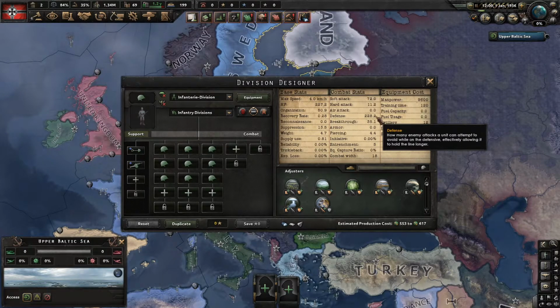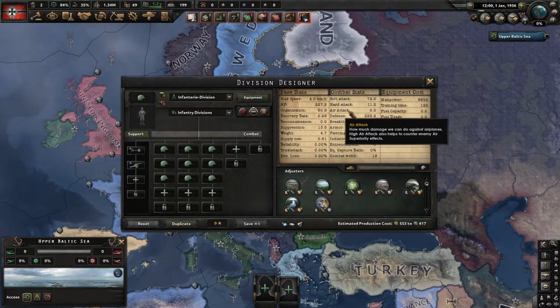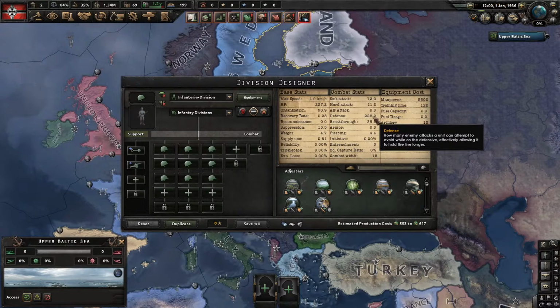And of course, when a division has no defense left, it will be hit, and when your hit points reach 0, the division will be destroyed. Or when your organization reaches 0 first, the division will try to retreat. That's basically what happens. So a higher defense will allow you to have a stronger unit that can hold out longer in the line and will take fewer casualties.